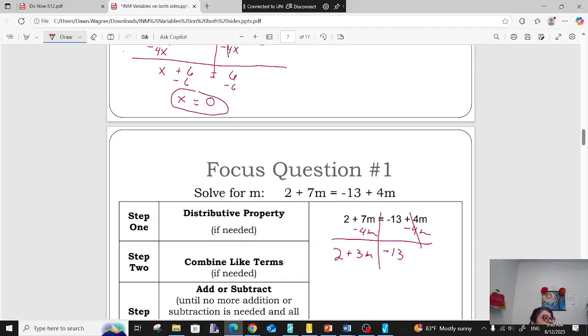Geometry, we have lots of times when there's variables on both sides. You'll be good. I make geometry fun. I really do. I love teaching geometry.